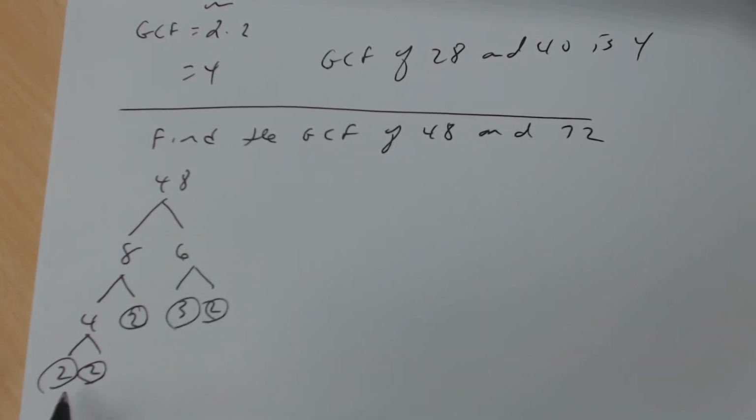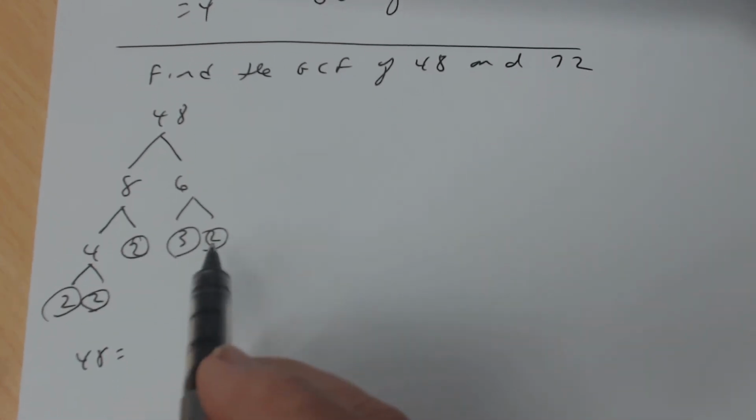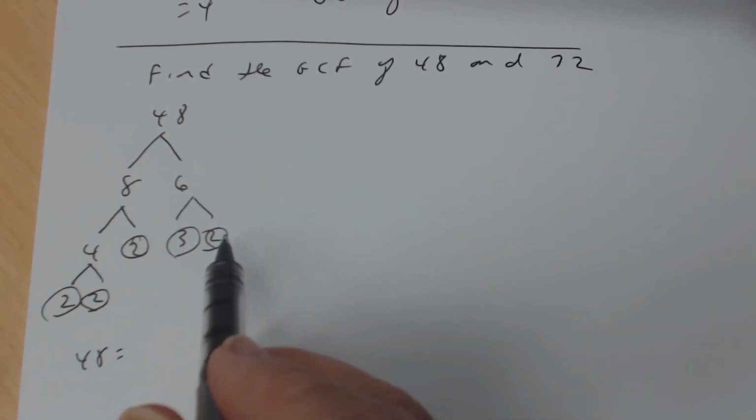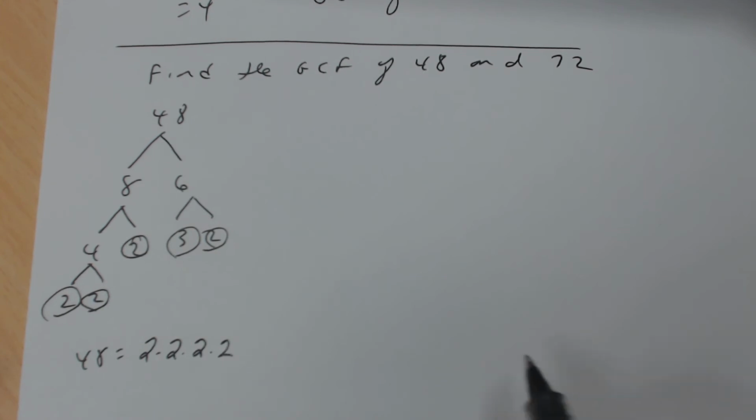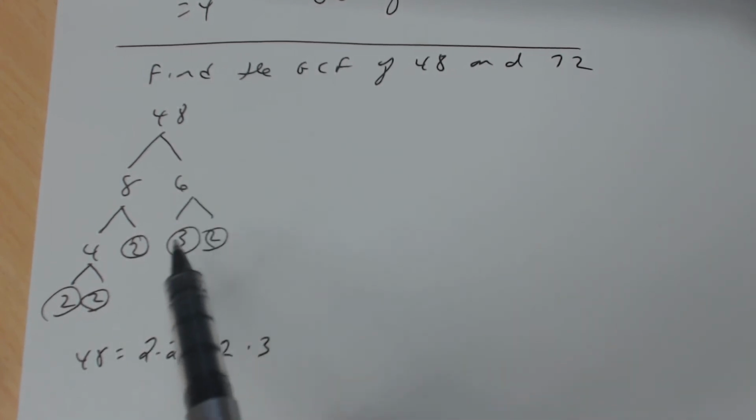All right, so I'm going to get 48. Let's start with the 2's. 1, 2, 3, 4 is half. I have 2 times 2 times 2 times 2, and then times 3. So that's a prime factorization for 48. So 2 times 2 times 2 times 2 times 3 is 48. 1, 2, 3, 4, 5. Make sure you have those 5 listed.